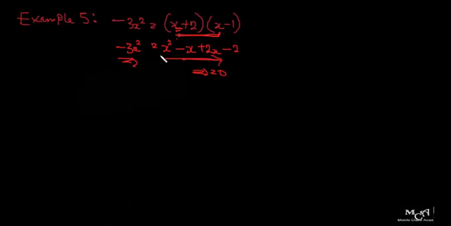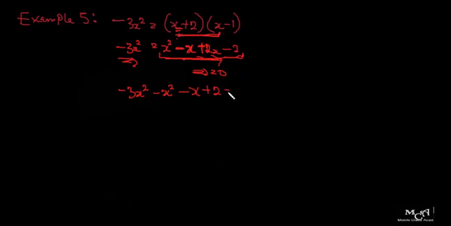So let's move everything from here to here. So we are going to have minus 3x squared minus x squared, minus x plus 2x will give us what? Plus x. Minus x plus 2x will give us plus x. When plus x crosses this sign, it becomes what? Minus x, right? This minus 2, when it crosses the equal sign, is going to be plus 2.